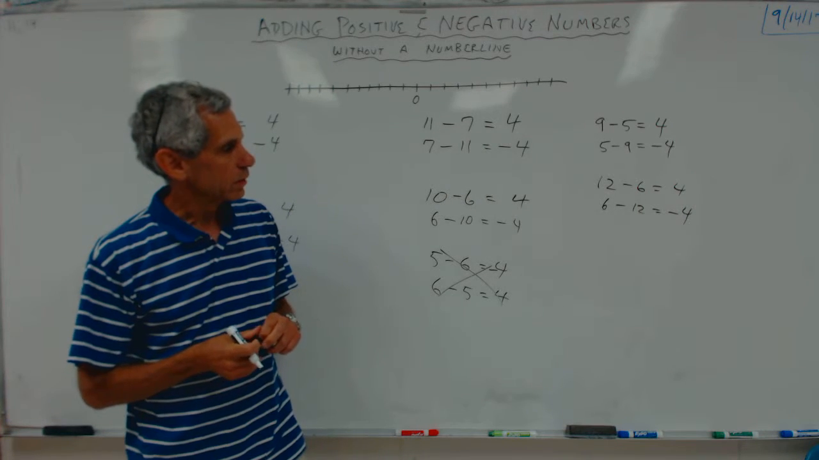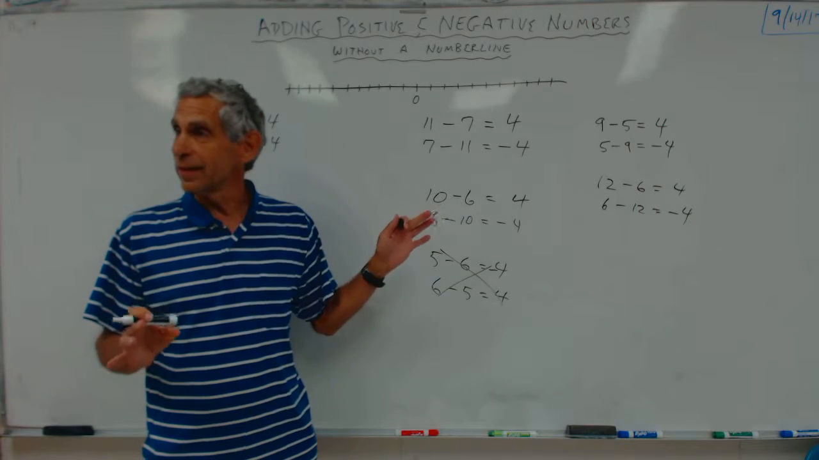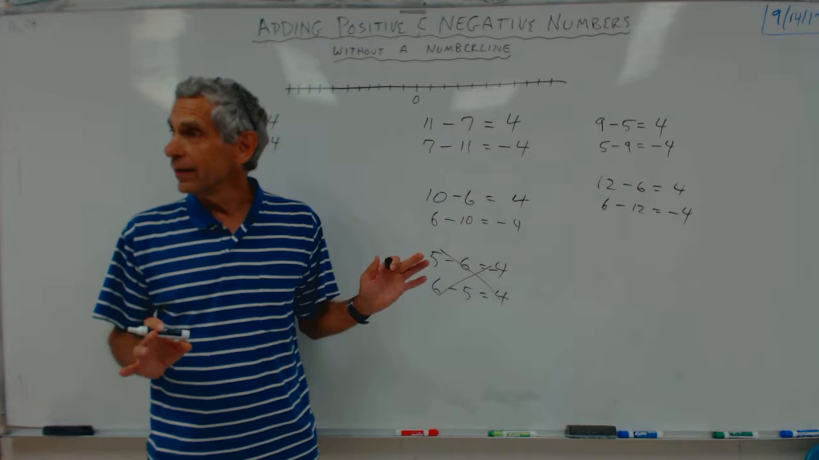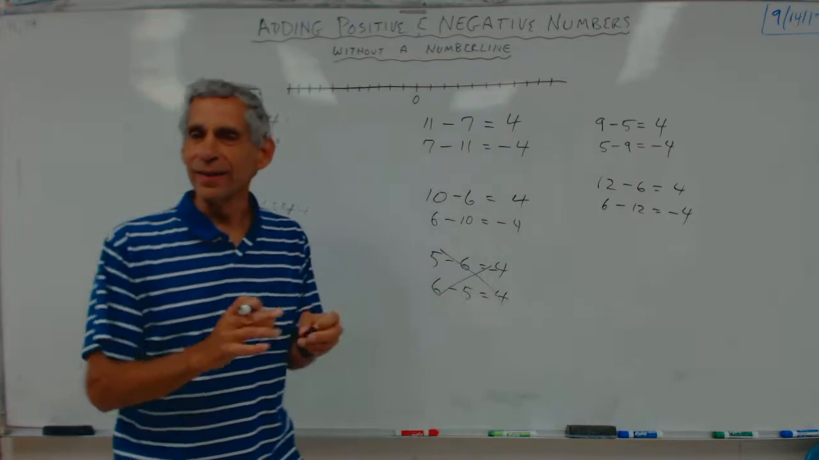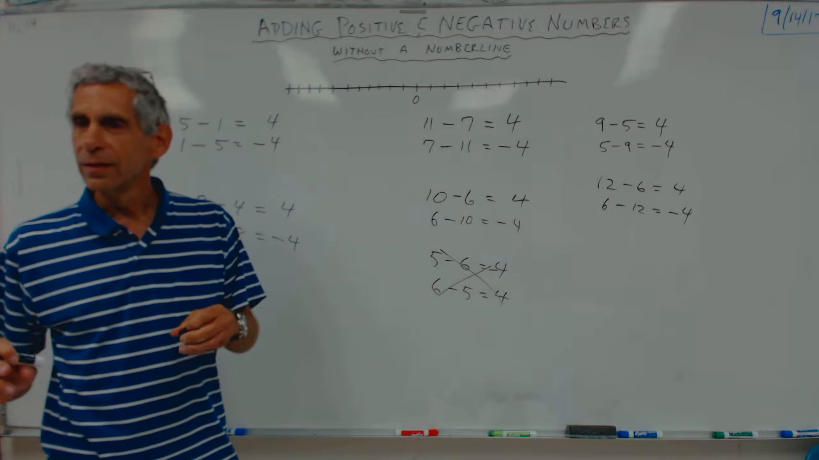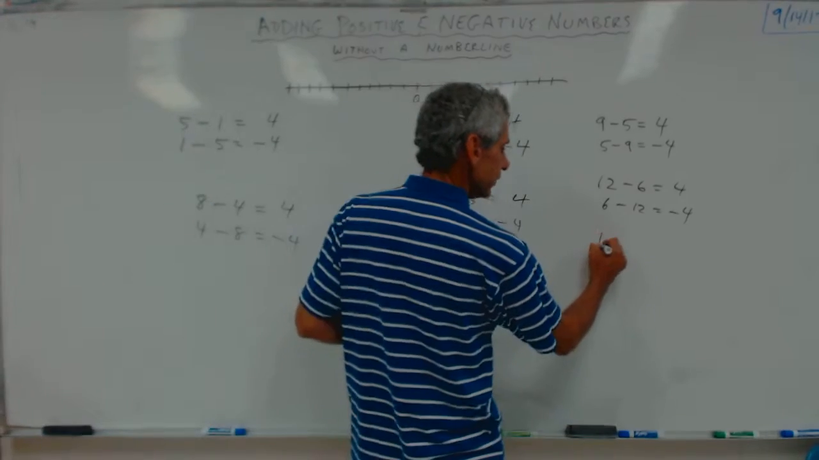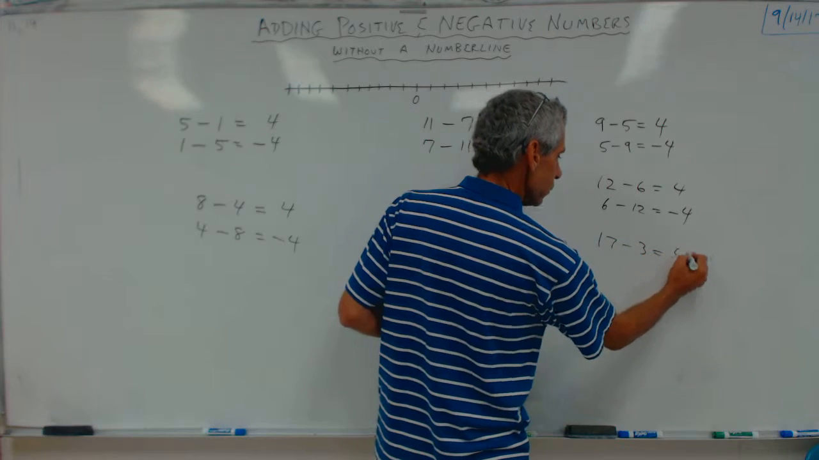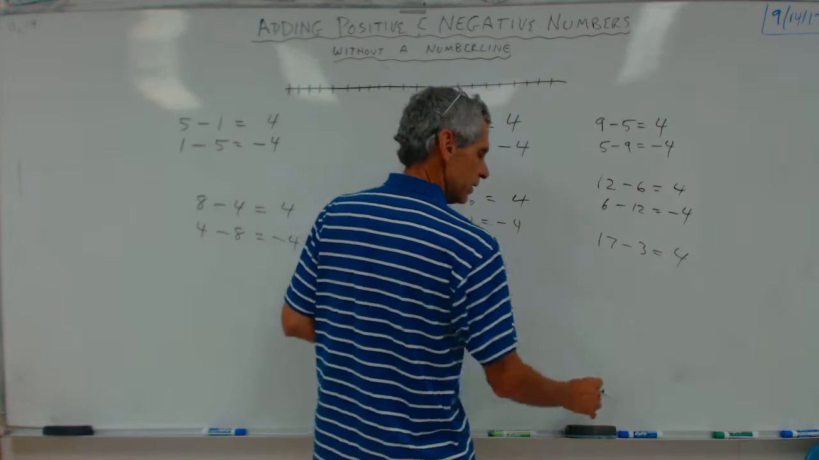Oh, wait a minute. Okay, so my theory doesn't work for 12s and 6s and 5s and 6s. But it works for everything else, right? No. Then why did it work with 9 minus 5? Irene. 17 minus 3. Okay, that's 4 for sure. No, and then, oh, wait a minute. This is weird. This is weird.